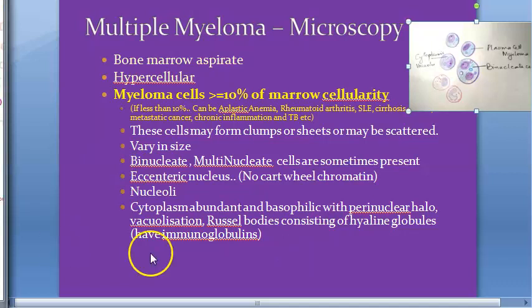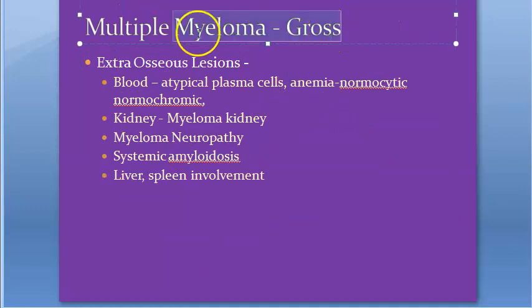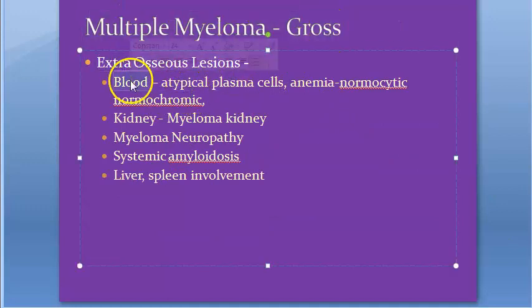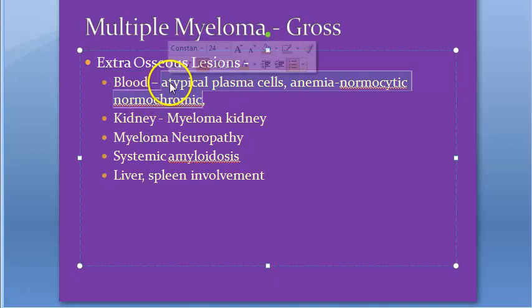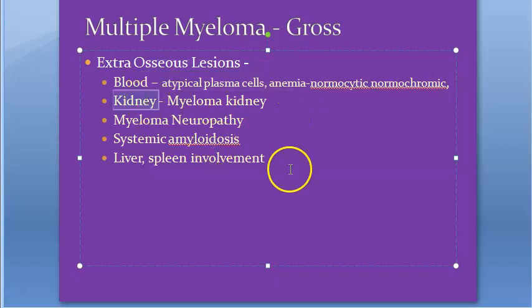Okay. Now let us go on to extraosseous lesion. What will it affect other than the bone? So extraosseous lesions will be there, like blood is affected. Obviously blood is affected, right? Because whatever the bone marrow makes, it will finally spill over to blood only. So blood also you can see some changes. Kidney, it's called as myeloma kidney. We will look at the features. Neuropathy, like we told you, it will affect the nerves, etc. Systemic amyloidosis, we said that amyloidosis can happen because of lot of light chain proteins, and liver and spleen also can get involved.